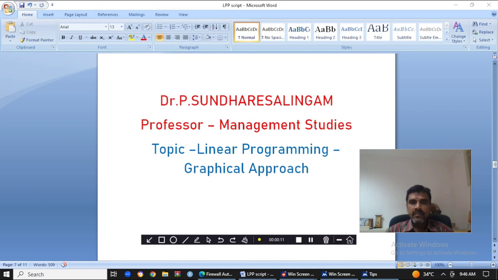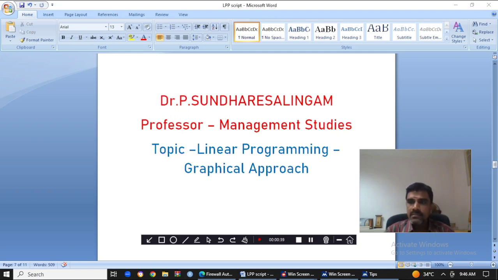So in the previous video we have seen how to formulate a linear programming. Today we will see in this session how to solve the linear programming. There are two basic approaches for solving linear programming. First one is the graphical approach, second one is the simplex method. In this session we will see in detail how to solve linear programming using the graphical approach.